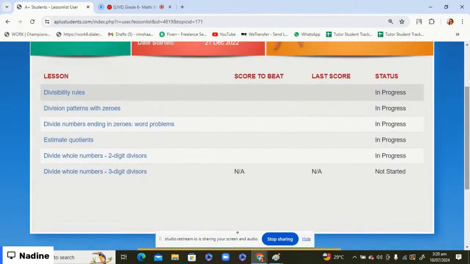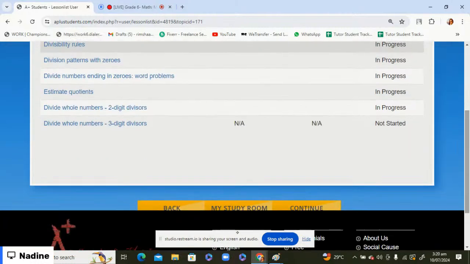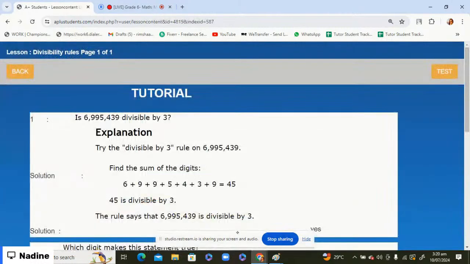So the first lesson is divisibility rules. What is the thing in the divisibility rules? Look here. There is a number here, and they are asking if it is divisible by 3. So one method is you are going to check the last digit. If the last digit can be divided by 3, then you say that yes, it's divisible.